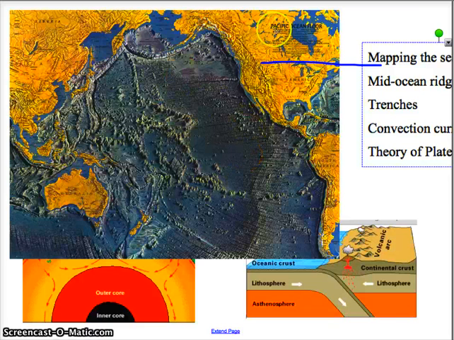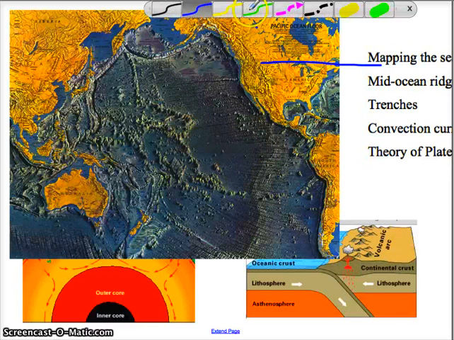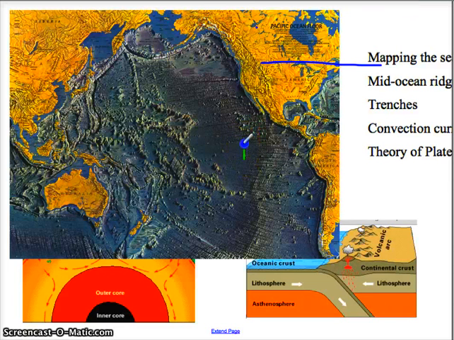They found out that there were some areas that were older than others. They found out the areas that were closest to these mid-ocean ridges, this is what they called this area here. The mid-ocean ridge, they found the area that's closest to it was younger than land that was farther away from it. So this area was indeed younger. This area was indeed older. Now, why would that be?